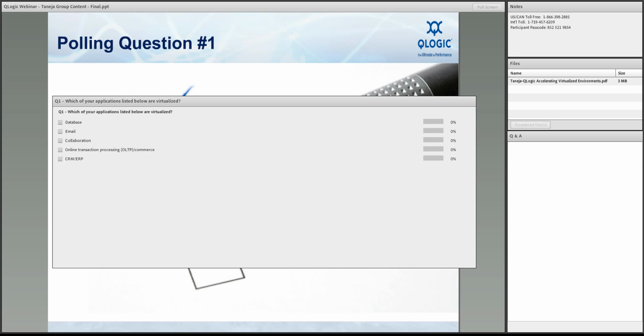Okay, so here's our first polling question. It says, which of your applications listed below are virtualized? And you can select all that apply. So you have database, email, collaboration, online transaction processing / commerce, CRM / ERP. So we'll give you guys a few minutes to put in your answer choice.